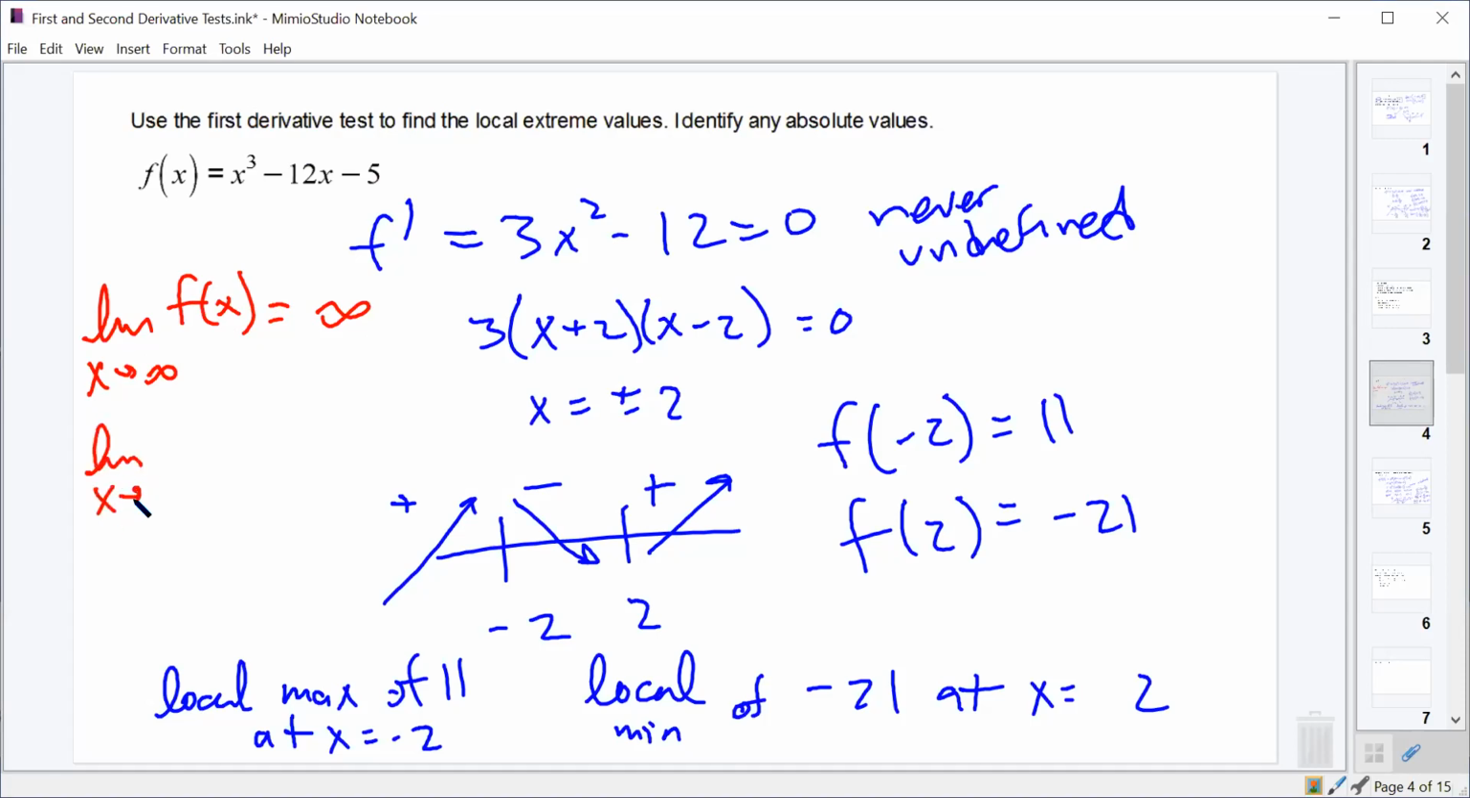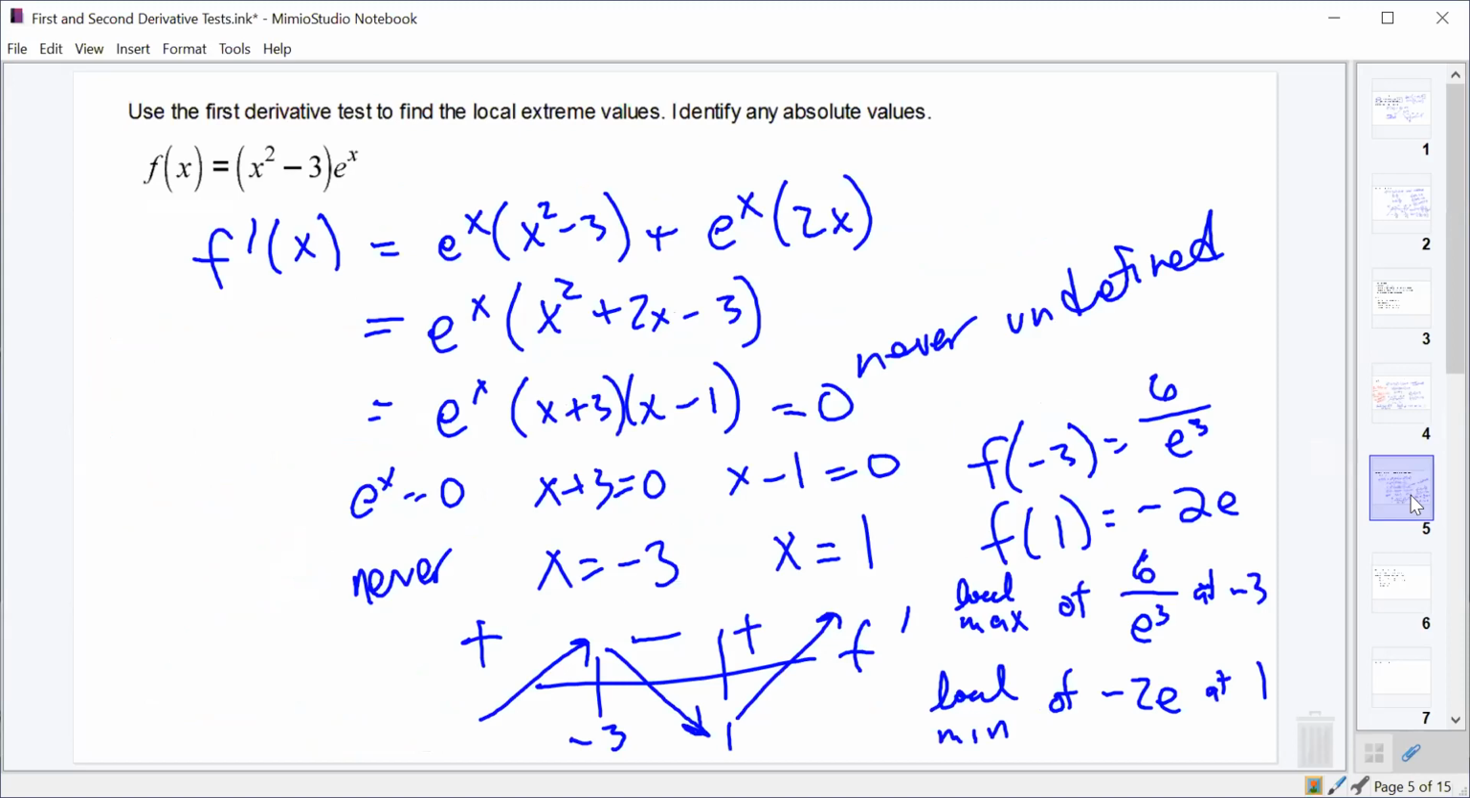And similarly, if we look at the limit as x approaches negative infinity of f of x, well, that becomes negative infinity cubed, which is negative infinity. And so it decreases without bound to a number far less than negative 21. So this tells us no absolute extrema. I forgot to do that there. Hopefully that makes sense. We're going to do it with this one and see if that's still the case.